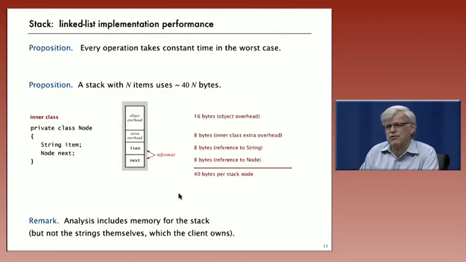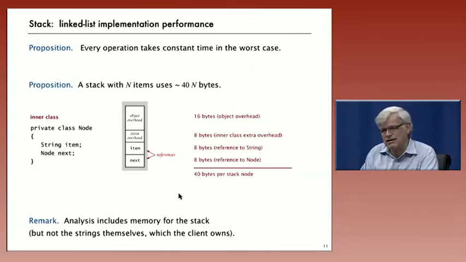Well, that depends very much on the implementation in the machine. So this is a typical Java implementation that we do the analysis for and can test out for different types of environments easily. And it's representative. So in Java, for every object, there's 16 bytes of overhead. There's some extra overhead, 8 bytes, because it's an inner class. And then there are 2 references that we built in our class node, one to a string and another one to a node, and those are each 8 bytes. So we have 40 bytes per stack node.